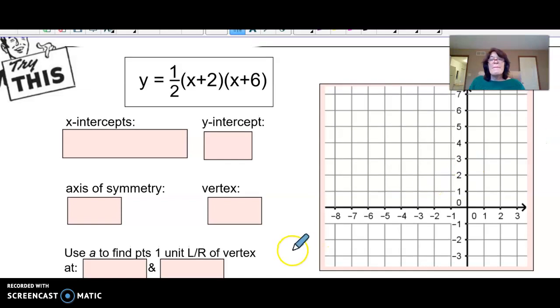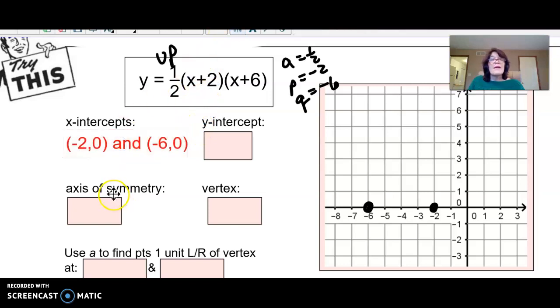Okay. Well, look at this, guys. A is a half. P is -2. Q is -6. Right there are my x intercepts, right? -2, 0, and -6, 0. I know I'm opening up, right? Because 1/2 is positive. It's going to be a little wider than my usual graph.